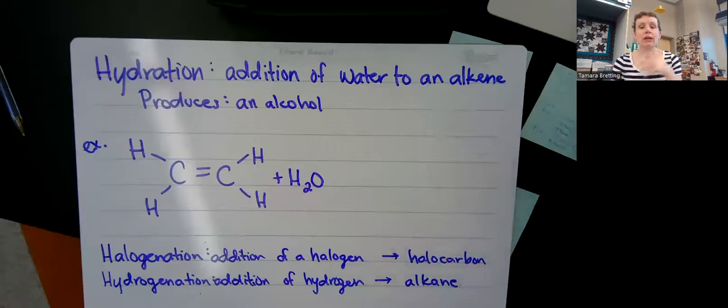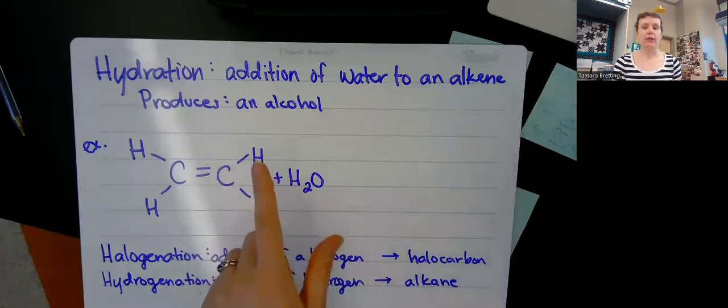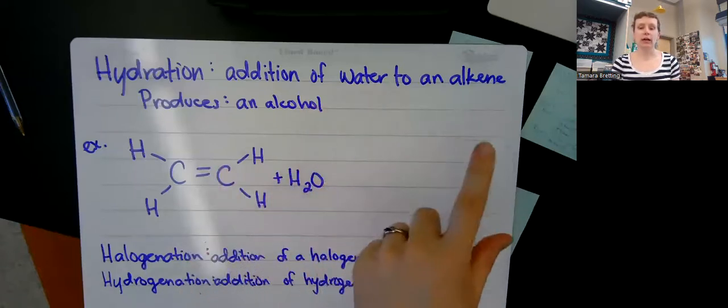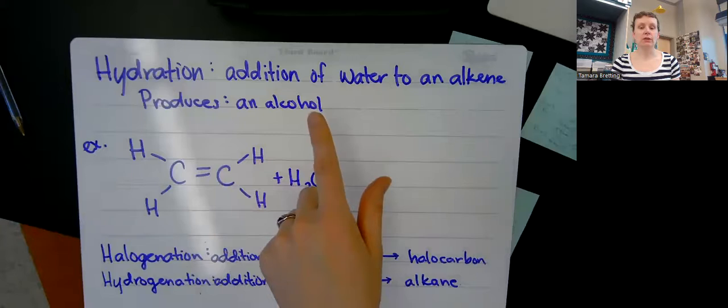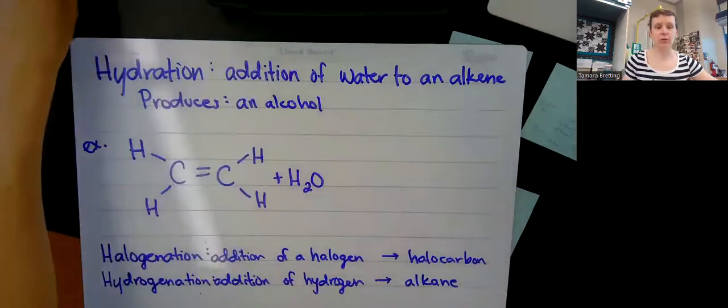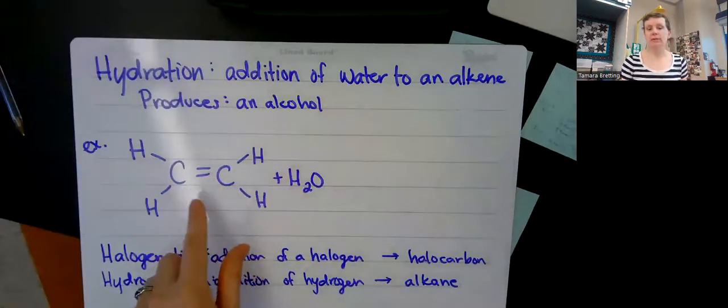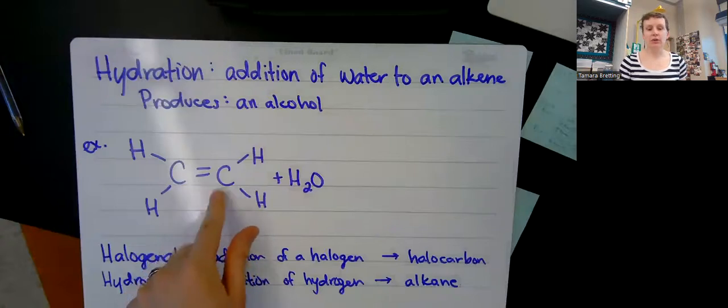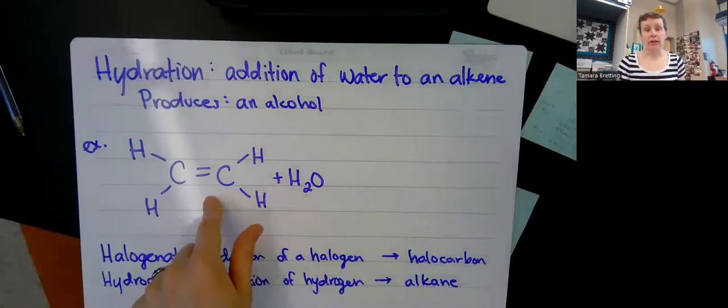Well, when we think of hydration, we think more about our own selves and how much water we have. So that's what we're doing with an alkene as well. When you have hydration, you are adding water to an alkene, and it always produces an alcohol. So just walk through that process real quick. This is our simplest possible alkene, just 2 carbons, that's ethene. We're going to add water to this double bond. We're going to add water to the carbons that have that double bond.